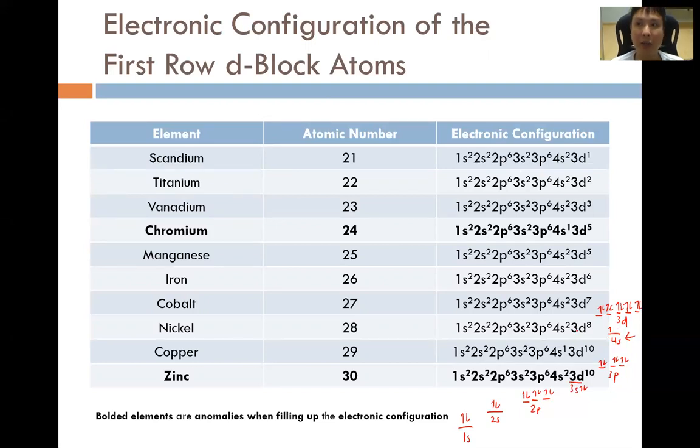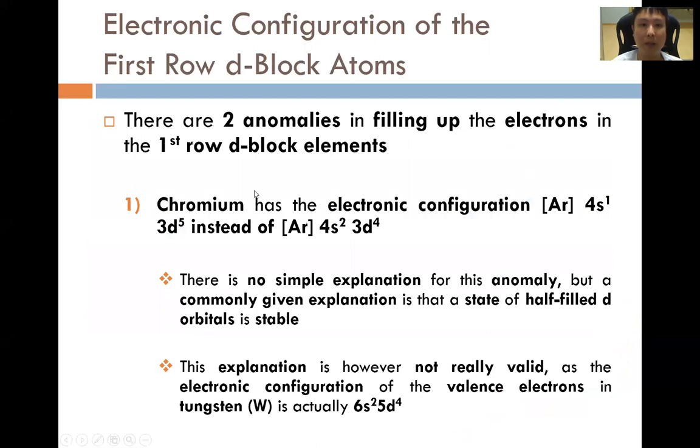So this is the second anomaly for the electronic configuration of the transition metals. Finally, for zinc, it will be 4s2, 3d10. So let me now explain about the two anomalies for the electronic configuration of the transition metals. So for chromium, the electronic configuration should be written as 4s1, 3d5. So I'd just like to point out this argon.